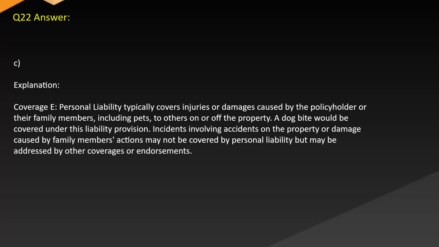Answer C. Explanation. Coverage E, Personal liability, typically covers injuries or damages caused by the policyholder or their family members, including pets, to others on or off the property. A dog bite would be covered under this liability provision. Incidents involving accidents on the property or damage caused by family members' actions may not be covered by personal liability, but may be addressed by other coverages or endorsements.